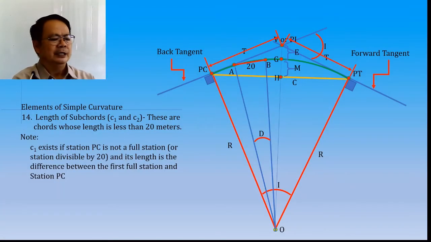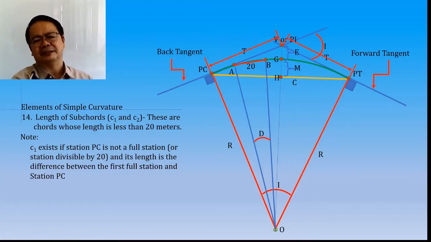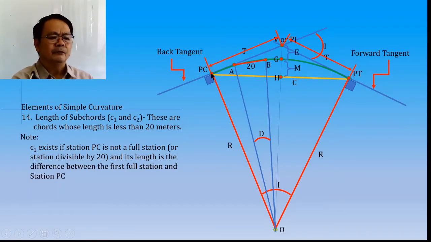Ang sub-chords, C1, halimbawa C1. Sabi yan, ang C1 daw ay nag-i-exist kapag ang station PC is not a full station, or not divisible by 20. Halimbawa itong PC natin ay nasa isang point na not divisible by 20. 76, 65, 48, these are numbers that are not divisible. Ibig sabihin, between PC and somewhere along this curve ay magkakaroon tayo ng C1.